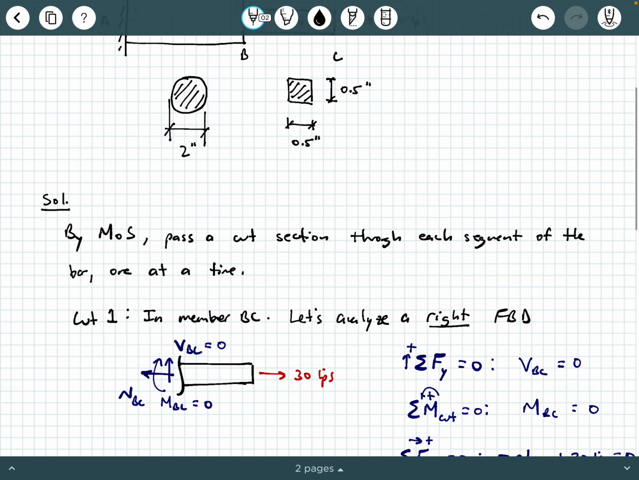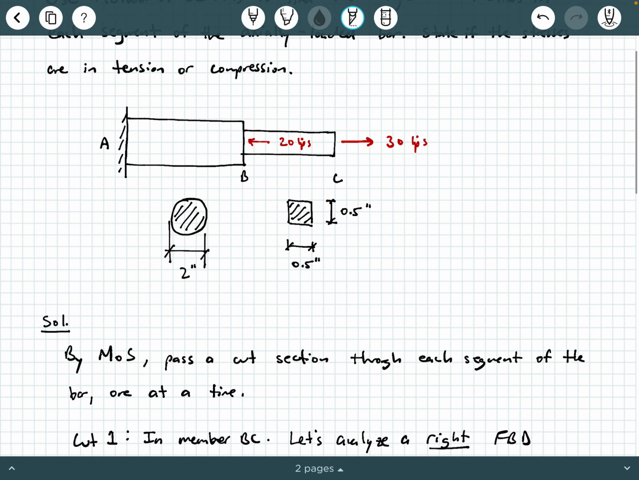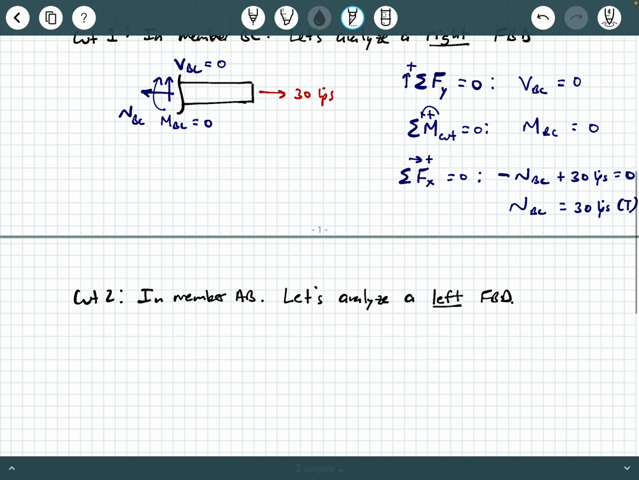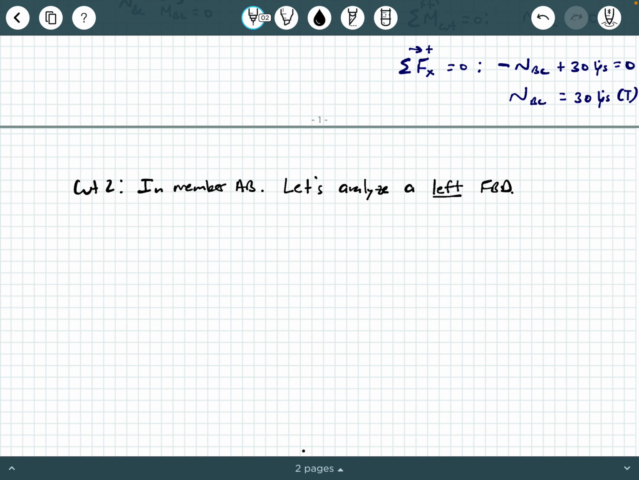And so now going back up to my original figure, I'm going to make a cut somewhere in between A and B. And remember, by method of sections, I could look at either a left or a right free body diagram. I'm choosing to look at a right free body diagram. So I'm going to look at everything to the right of where I'm making this cut, all right? So when I do that, what do I end up seeing here? Well, I've got this cut here inside of AB, and here's AB. And then here's BC, okay?